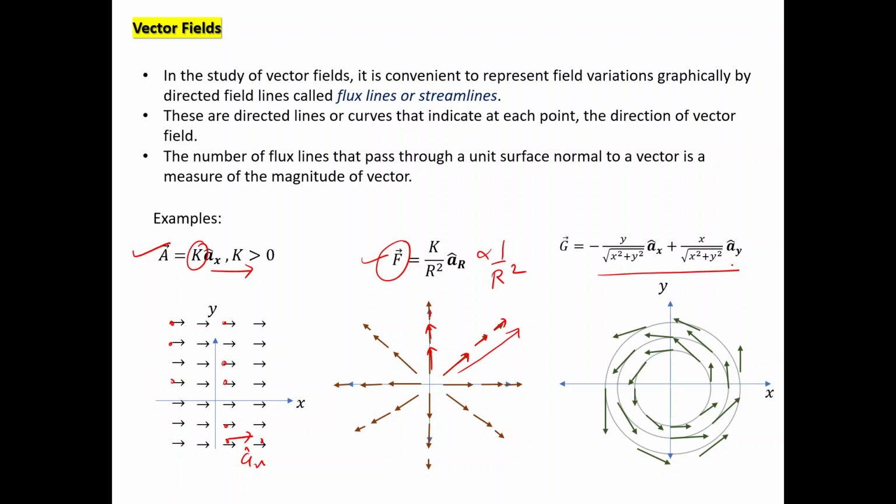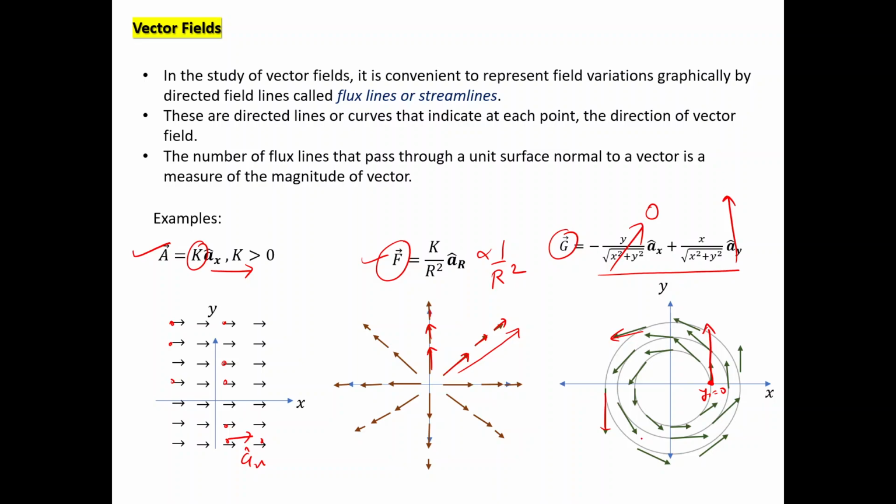In the third example, let us take any point. At this point the value of y will be 0 or x will be of some value. Then, since y will be 0, the x component will go to 0, and g will point in the y direction. That is why at this point the direction is y. Similarly, we will have other directions as well.